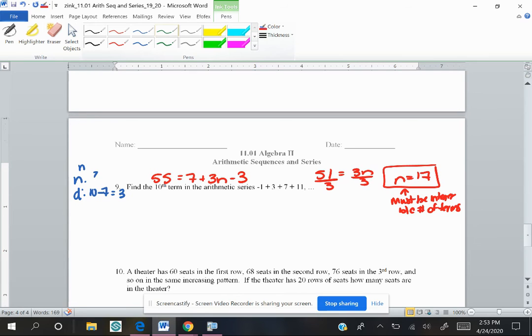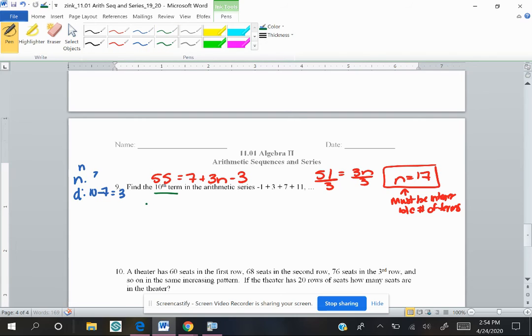So number 9 says find the 10th term in the arithmetic series. To find the 10th term, think about what formula you need and write that out. I'd like you guys to pause and try to give number 9 and 10 a try on your own, and then come back and check with me.